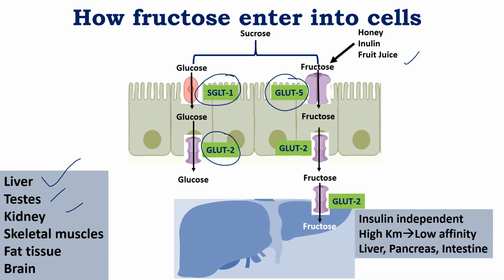This glucose transporter 2, GLUT2, has some key features. What are the key features? The first key feature is it does not require any insulin for its opening. So it is an insulin independent glucose transporter. Second, it has a very high Km value. High Km means low affinity. That's why the same glucose transporter can transport fructose also. And GLUT2 is expressed in three important tissues in our body: hepatocytes, liver cells, pancreatic cells, and the intestinal cells, meaning the GIT tract.